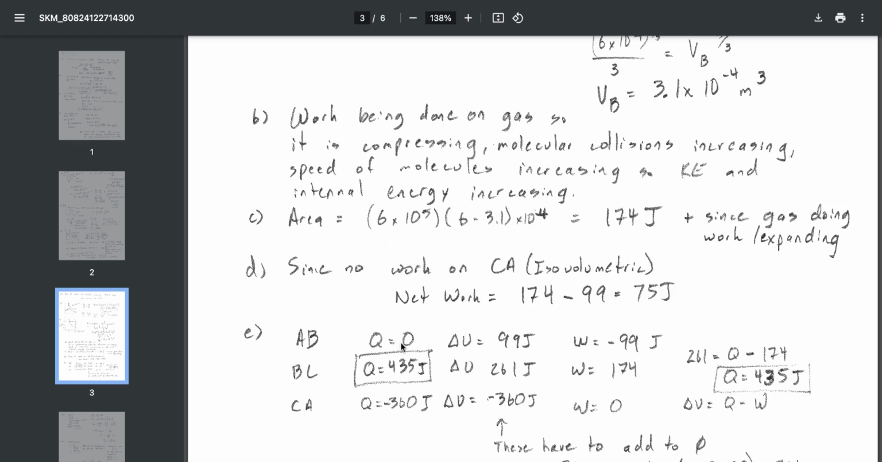So I just set up the chart again like I did last time. We know that these all have to add up to 0, and that gives me some vital information in filling this out. AB was adiabatic, so that was 0 there. So that means if this is 99, then that's got to be negative 99 because work is being done on the gas to compress it.